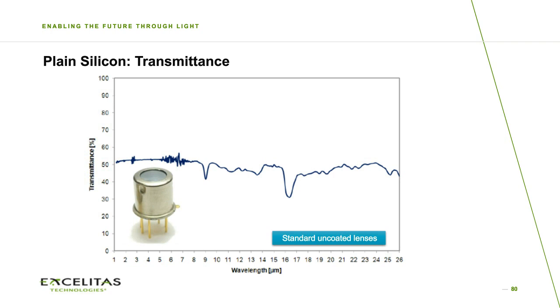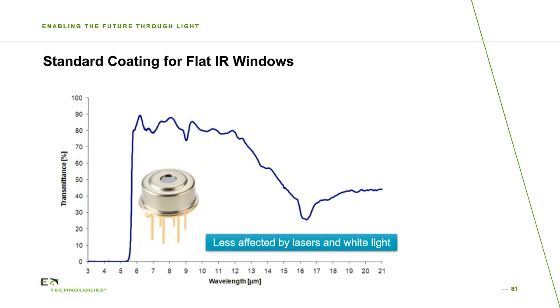In most cases this is not an issue for a fever scanner, but if you have something like this in your application and you don't want to see it, then you might think about sensors using coated lenses or flat windows with a coating. A standard flat window with a coating has a cut-on starting from 5.5 micrometers, so you are not affected by white light and lasers.